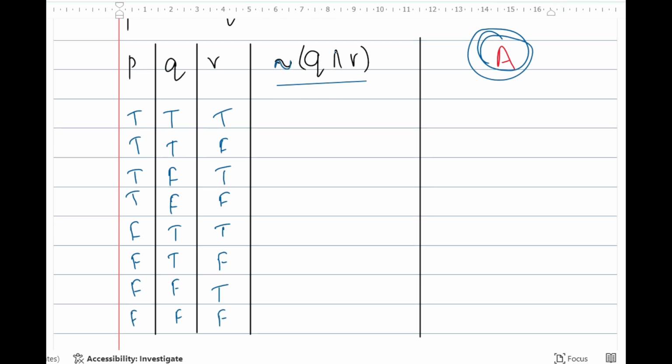Negation of Q and R. So let's see Q and R first. What will Q and R be? This and this. So T and T is T, but since it says negation of Q and R, what will we do? We'll write F. T and F is F, but because it's negation we'll write T. F and T is F, but again because it's negation we'll write T. And F and F is F definitely, but we'll write T because of negation. Now you can see that all these cases repeat here again, so we'll repeat the same. Here you go.